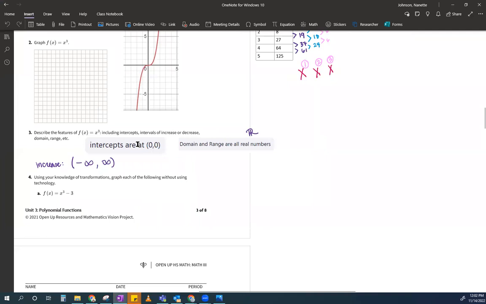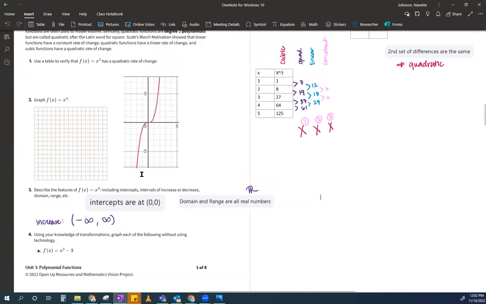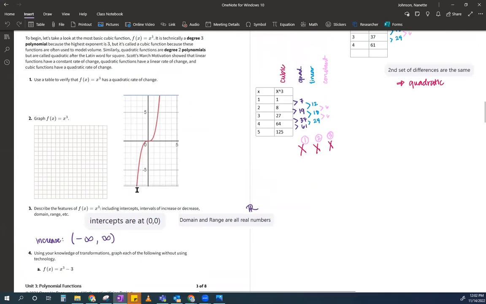So interval of increase or decrease, that's you looking from left to right on a roller coaster. Are you going up or down? And if you say both, you'd have to tell me when you are going up and when you are going down. In this case, from left to right, I'm going up, up, up, up, up. So I started at negative infinity. I end at infinity because it doesn't look like it's ever going to come down. My intercepts are where it crashes into your x and y axes. And so for that, 0, 0.